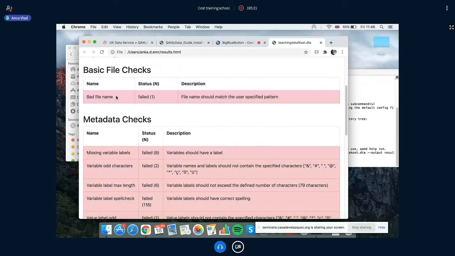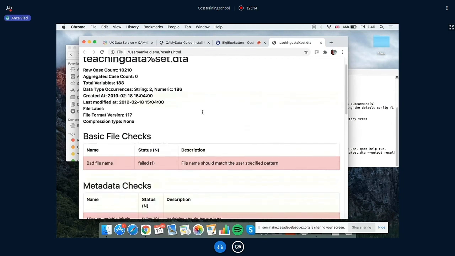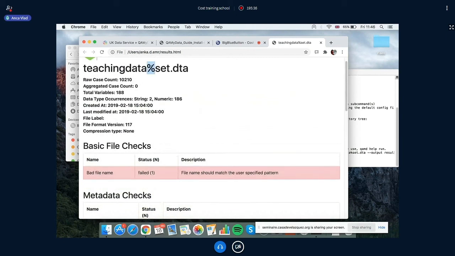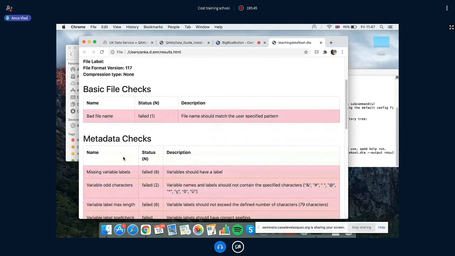Okay, so first it also checks the file name. When you archive your data, there are some file naming conventions as well, and one of them is that it shouldn't include, for example, this percentage symbol. It shouldn't be there. It should be an underscore. So it will check for that. So it's telling us there's a bad file name.